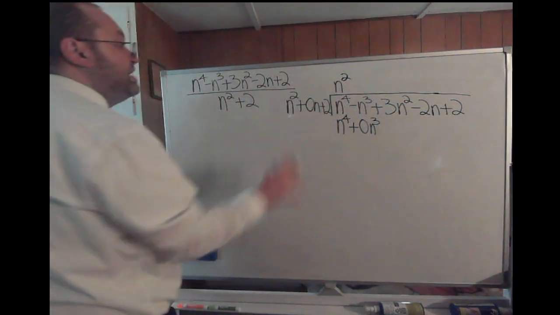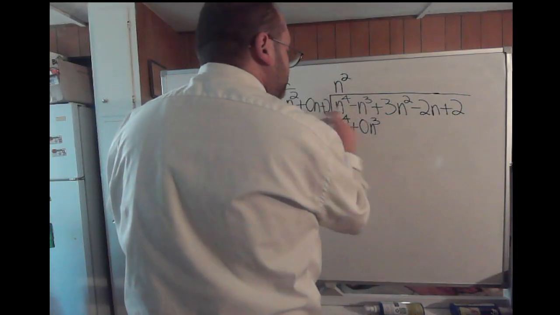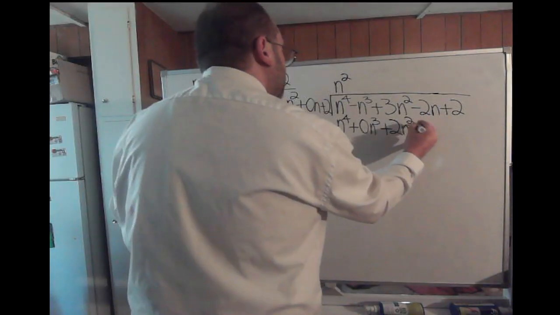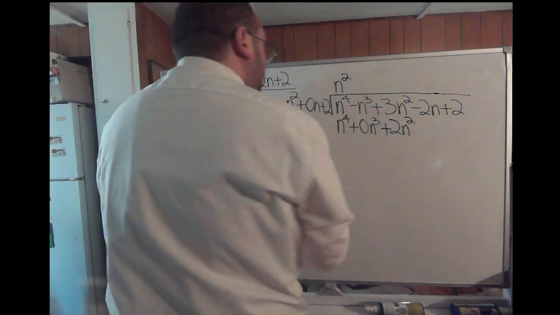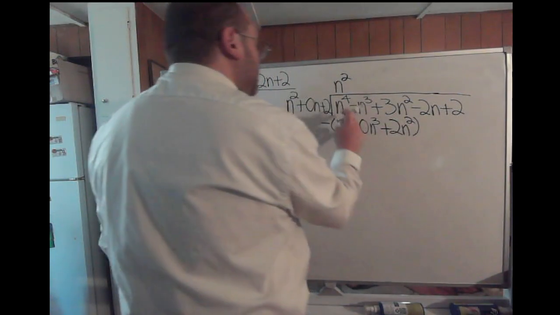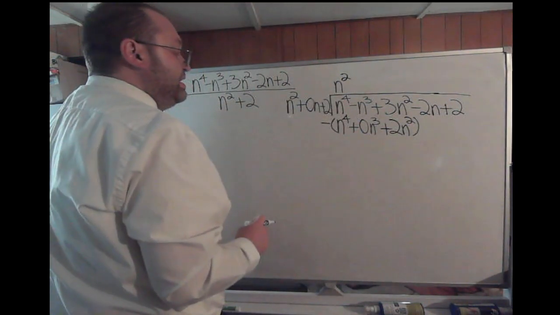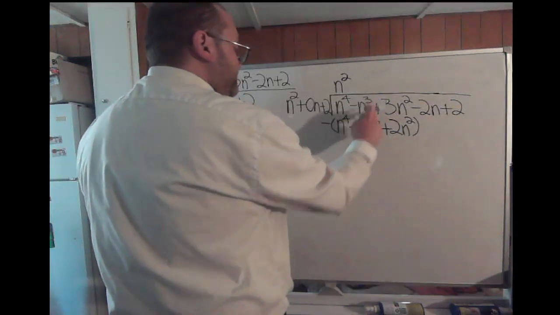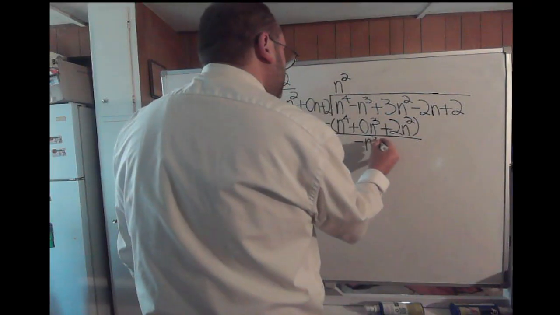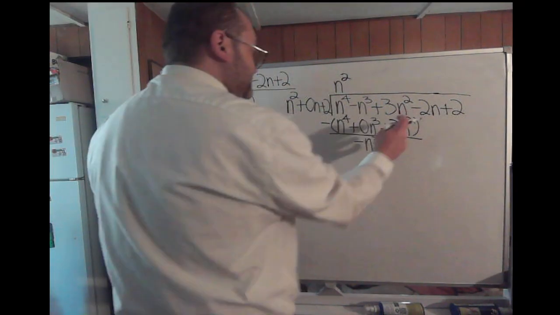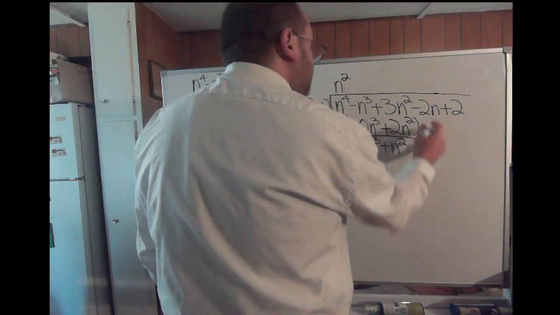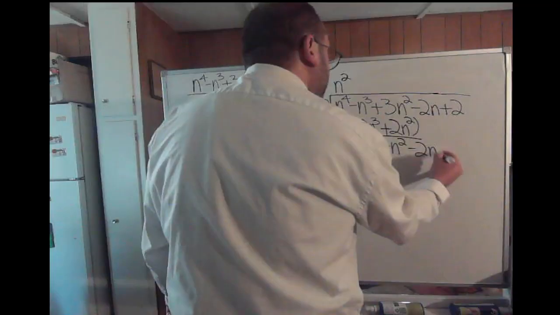Then n to the second times 2n. Sorry, since n to the second times 2, that's going to be plus 2n to the second. Alright. Now, we're going to go ahead and subtract that quantity we got from the dividend. N to the fourth minus n to the fourth, that's 0. Negative n to the third minus 0n to the third, that's going to give you negative n to the third. Now 3n to the second minus 2n to the second, that's plus n to the second. Then you'll bring down your negative 2n from that dividend.